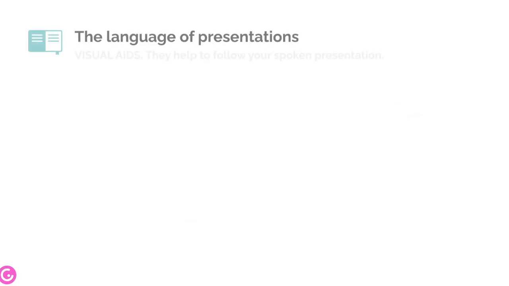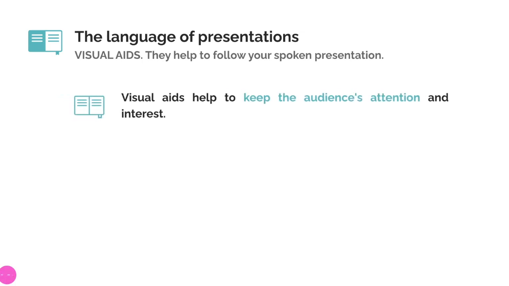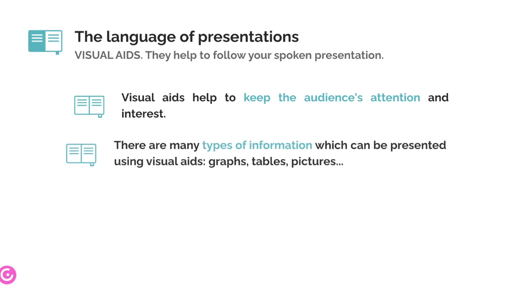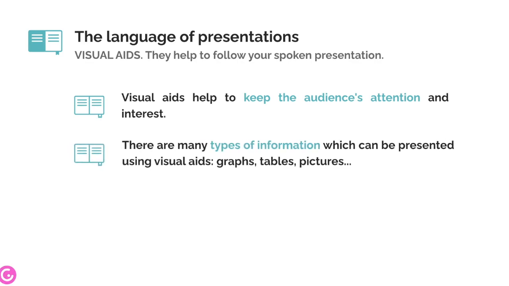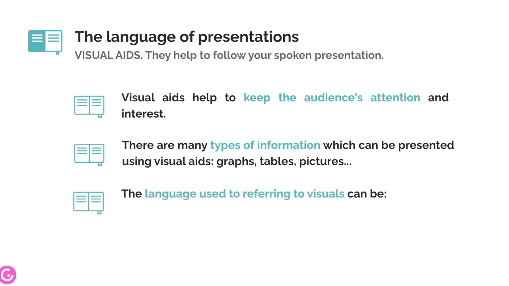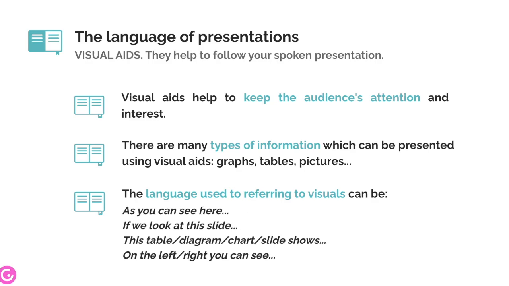Visual aids. A visual aid is anything which your audience can see and which helps them to follow your spoken presentation. They can help to keep your audience's attention and interest. There are many types of information which can be presented using visual aids. These include graphs, tables, bar charts, diagrams, photographs, or animations. The language used for referring to visuals can be, as you can see here: if we look at this slide, if you look at the screen, you'll see this table, diagram, chart, or slide shows. On the right or on the left, you can see.